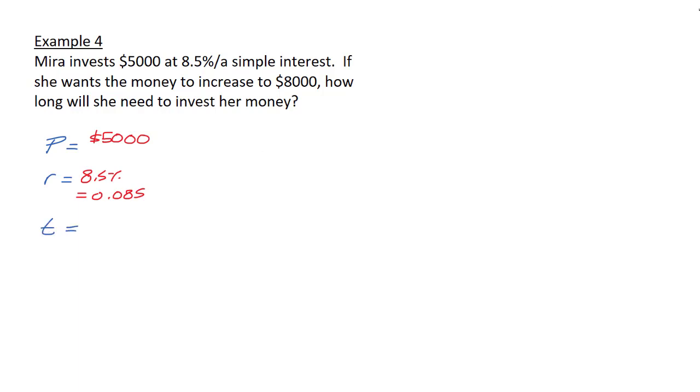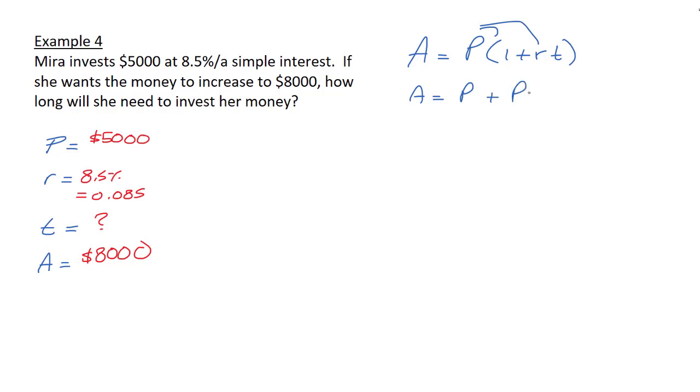That's the question, right? She wants the money to increase to $8,000. How long will she need to invest her money? So that's the unknown, right? But we do know that she wants the amount at the end. So A is the amount, the ending amount, to be $8,000. All right, so let's just substitute everything we know into one of our formulas. So I'm just going to use this formula here again. Amount equals principal times 1 plus the rate times time. Or you can distribute this if you'd prefer. It really doesn't matter. Principal plus PRT, whatever you want. They're both the same thing, right?